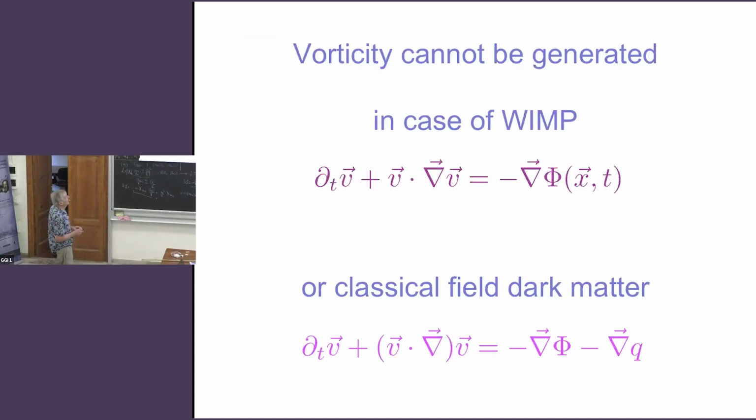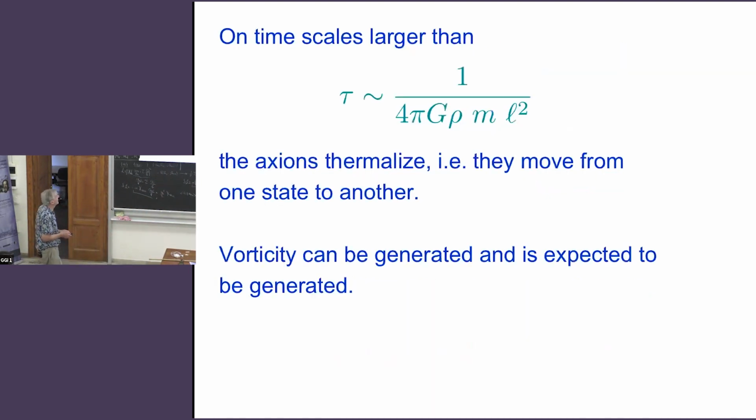Now, does this have observational consequences? In the case of WIMPs and also of a classical field, you can show, because the right-hand side of Euler's equation is a gradient, that you will never produce a rotational velocity field. You have no vorticity. Whereas in the case of axions, on the time scale of thermalization, they can produce vorticity. When a Bose-Einstein condensate is torqued up, it will have vorticity.